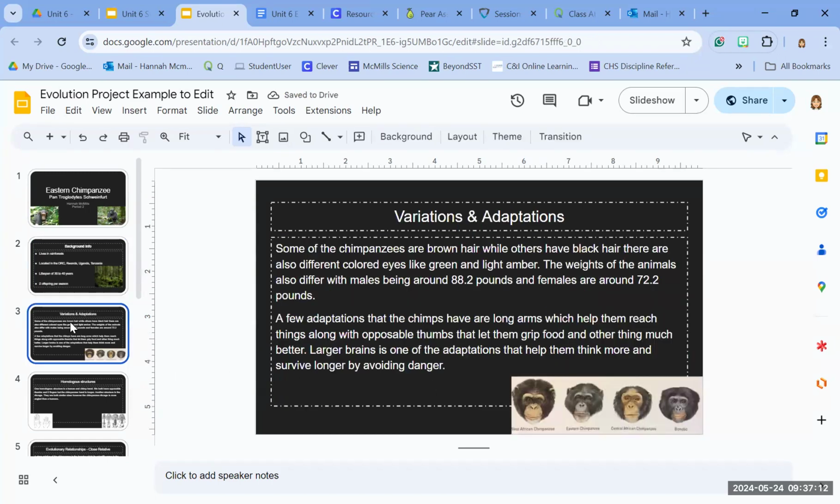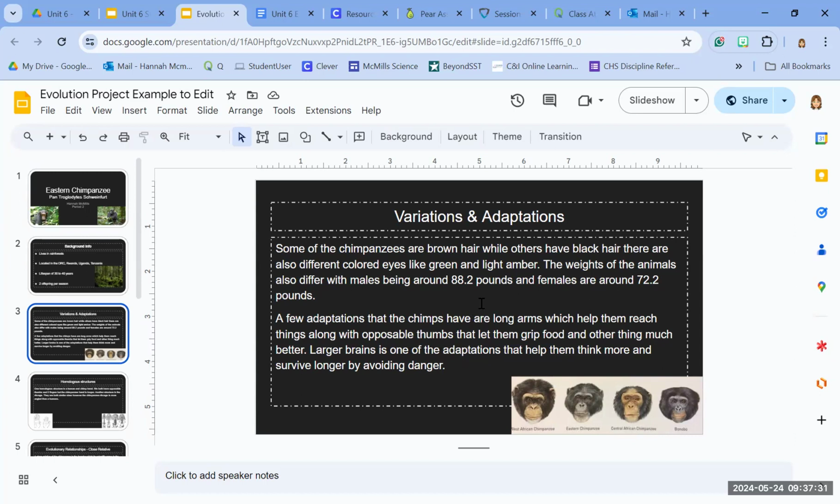Now this next slide we have to take a look at because this is the variations and adaptation section, but it is completely full of paragraphs. That's not what we want. We want to follow our 5-5 rule, 5 bullet points and 5 words each. So here is what I need for the slide, and then we can go through and edit it.